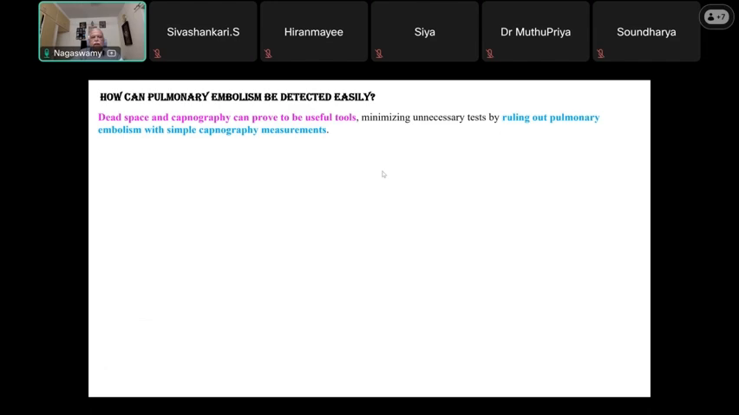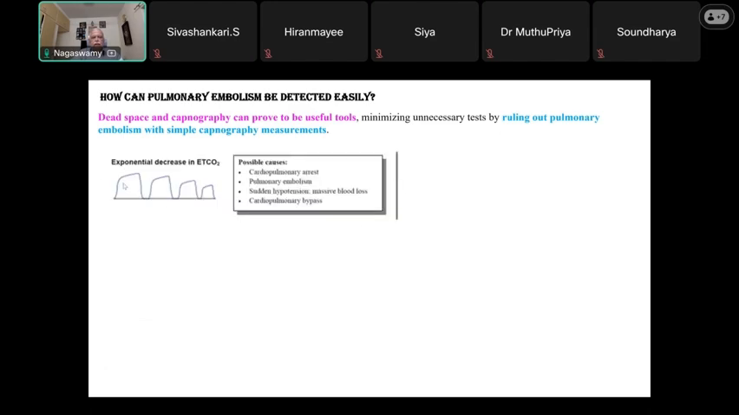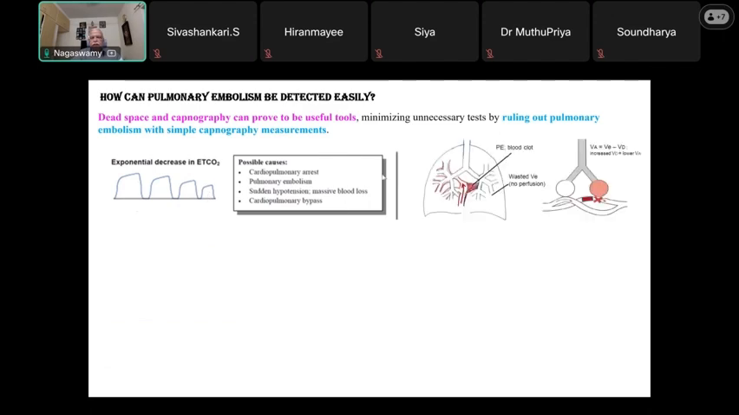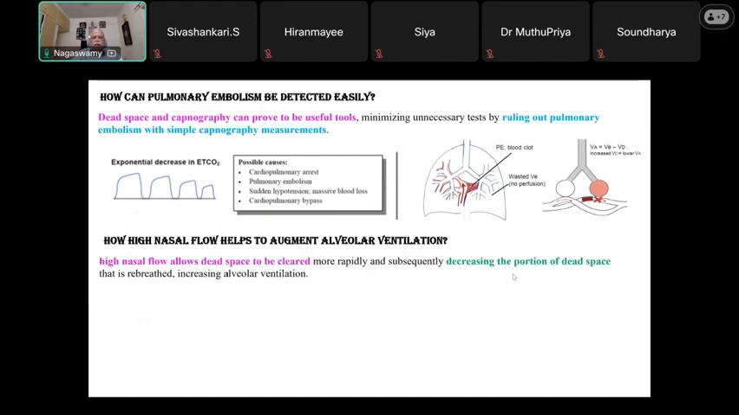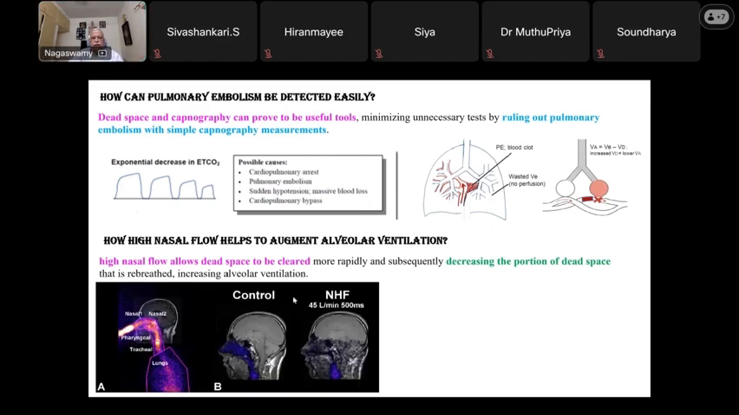So, simple capnographic measurements. An exponential decrease in EtCO2 will cause this, and how the pulmonary occlusion causes an increase in dead space is shown here. So high flow nasal oxygen augments the oxygenation by filling up the entire dead space.